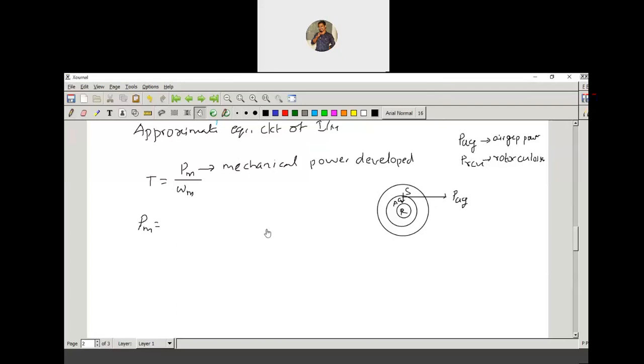So here, very simple. What is this air gap power? This is the input power for the rotor, and PM is the output of the rotor. PAG is the input of the rotor, PM is the output of the rotor, and PRC is the losses in the copper, right? So from these words, can you tell me the relation between these three powers? Anybody? Hello, my dear students, is it audible for you?